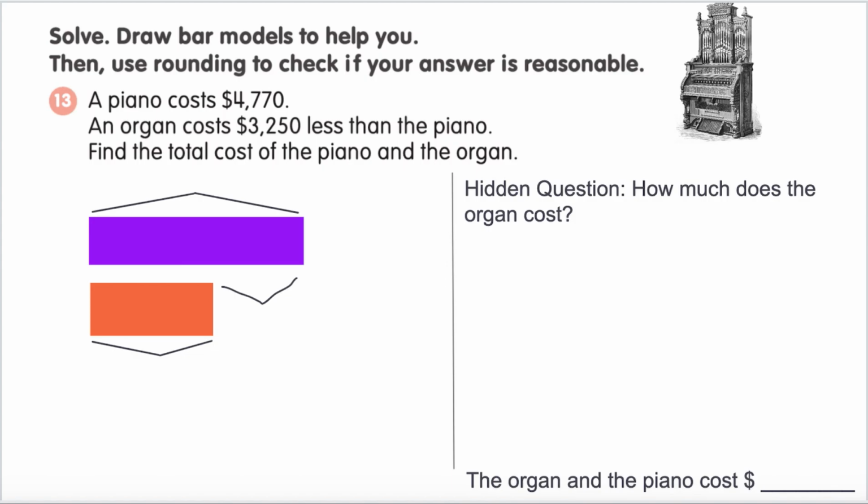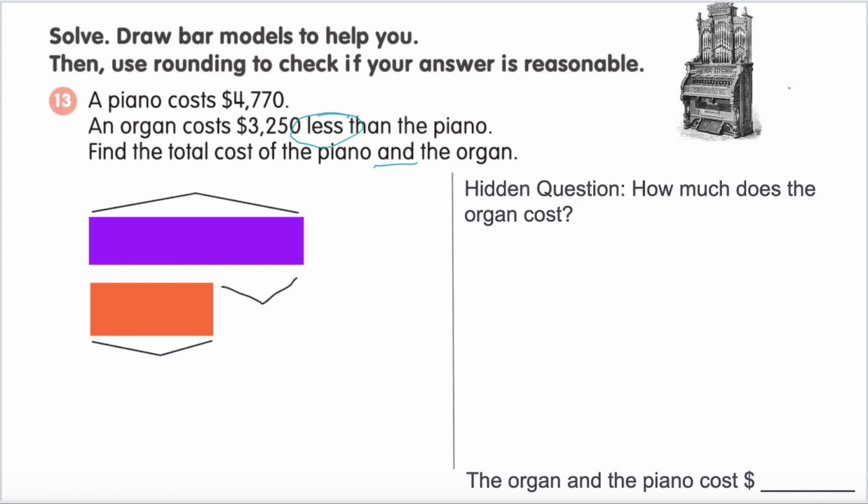A piano costs $4,770. An organ costs $3,250 less than the piano. Find the total cost of the piano and the organ. And I put a picture of an organ just in case some of us were unsure what it looks like. It's similar to a piano, but I just wanted you to have a visual.